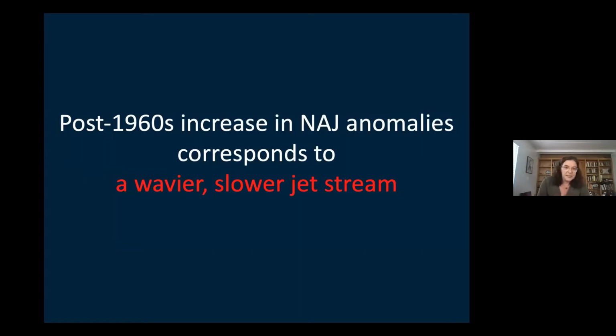So this post-1960s increase that we see in North Atlantic jet anomalies is unprecedented over the past 300 years. We see it not just in the North Atlantic, but in other jet stream related proxies as well. And it is reflective of a wavier, slower jet stream. Our data do not say whether that is caused by Arctic amplification, anthropogenic greenhouse gas or not, but we do demonstrate that the jet stream is becoming more variable and that increase in variance is unprecedented over the past 300 years.